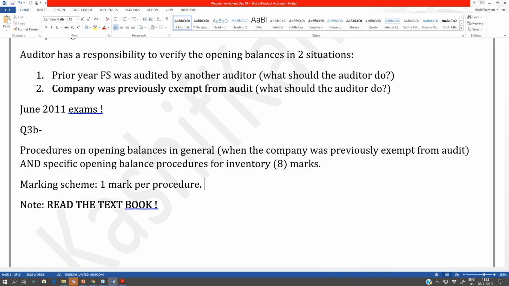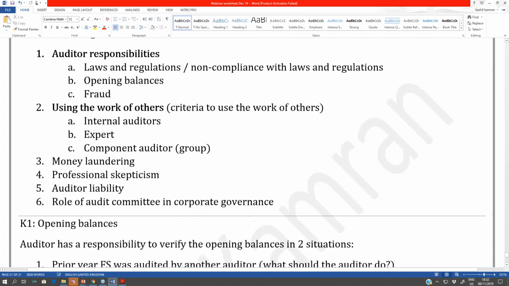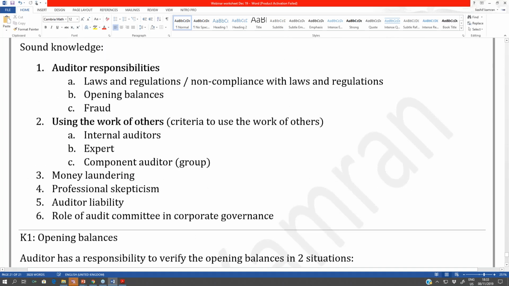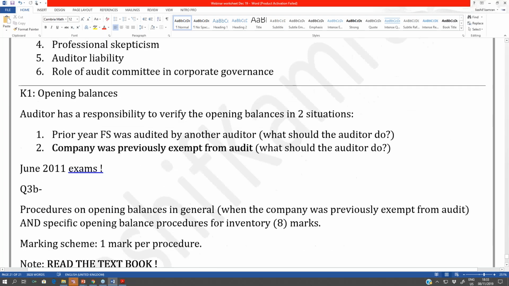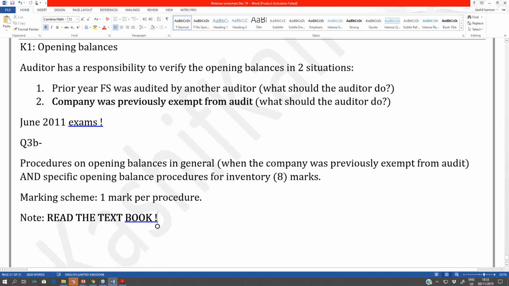Okay, now let's go to the next one. From opening balances, where I want you to have some realization, let's do another area, which is auditor liability. A lot of times I've seen students who don't prepare the area on auditor liability, or they don't know that this is a syllabus area.